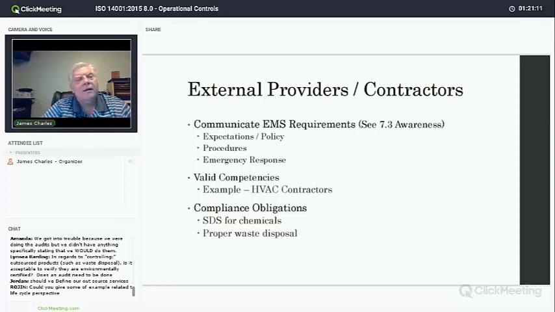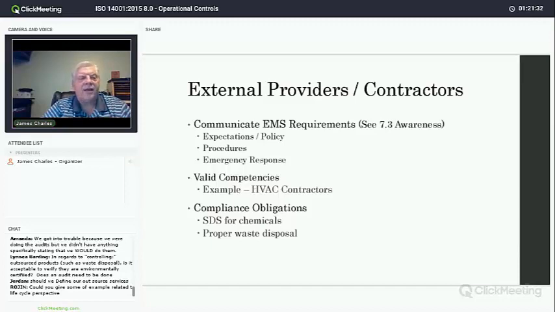We need to try to validate their competencies. So as an example, we may outsource HVAC servicing to a contractor. We're going to verify that their technicians are EPA certified technicians. And then we want to communicate to them their compliance obligations.